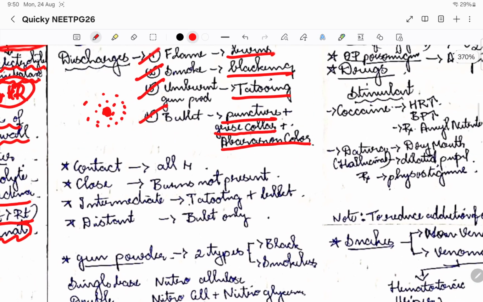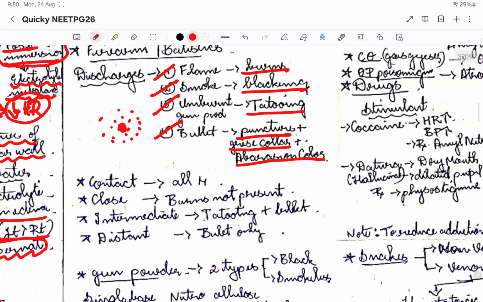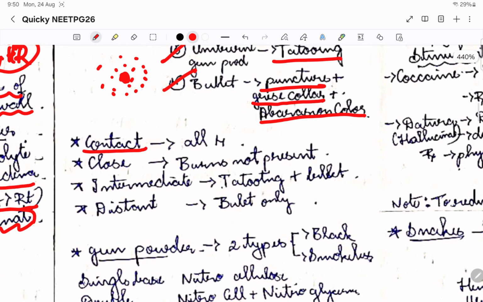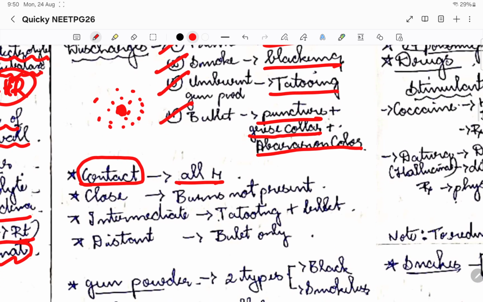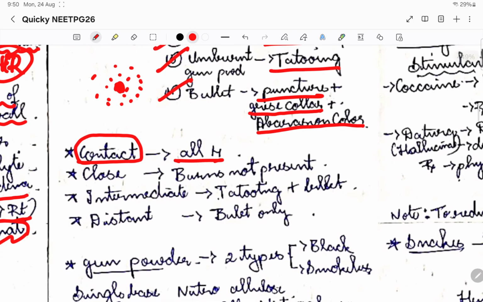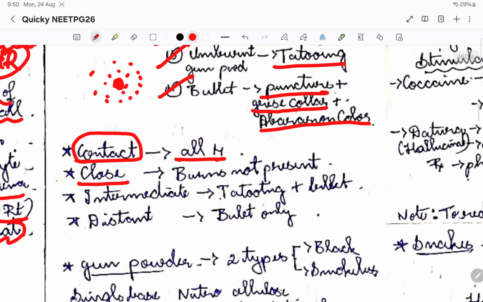Why is this needed? It is to determine the range of the firing that happened. If it is a close contact, like point blank, where they have held the gun against the skin and shot the victim, then all four will be there. Flame, smoke, unburnt gunpowder and bullet, everything will be there if it is a point blank. If it is a close shot, then burns will not be present, because fire will travel only up to a certain distance.